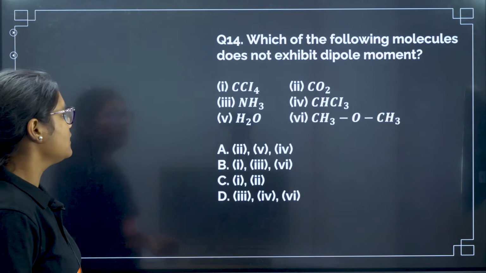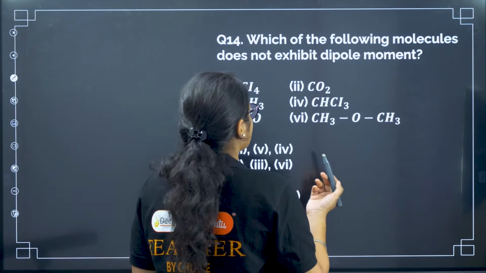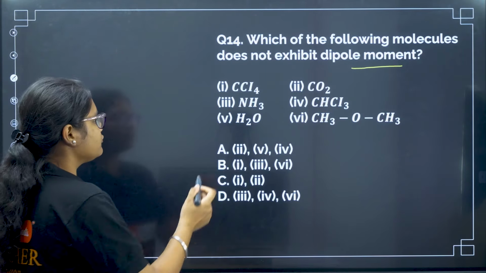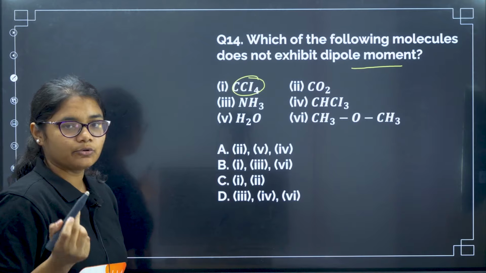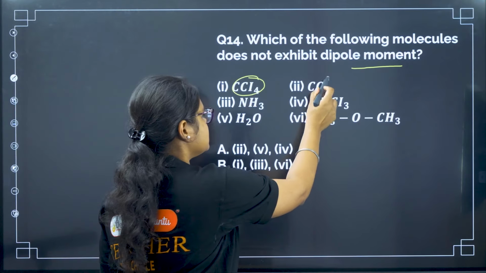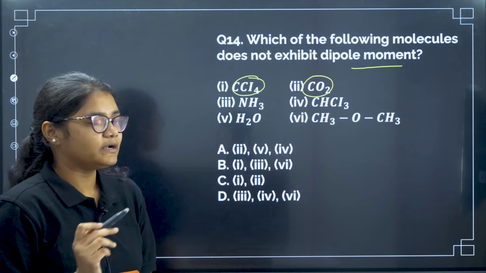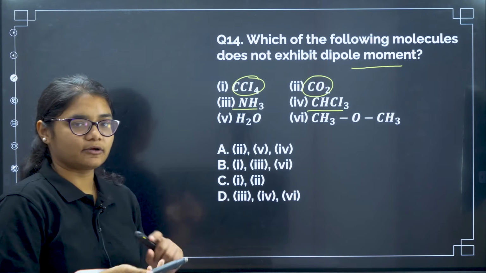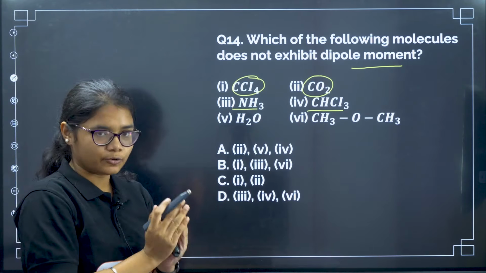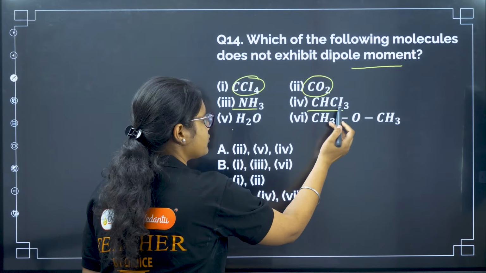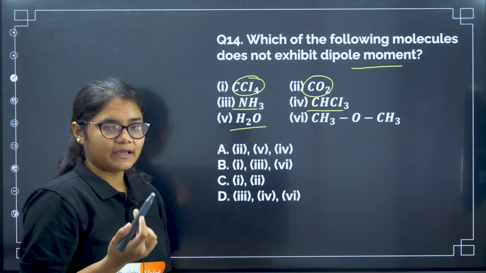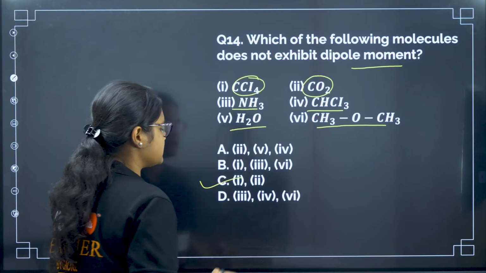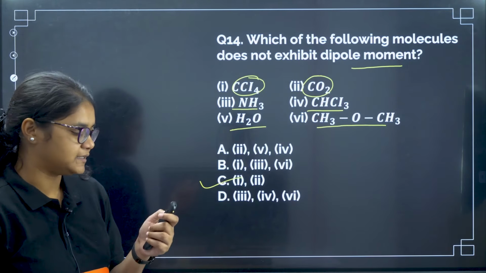Okay, very simple one. Next, which of the following molecules does not have a dipole moment? Means the net dipole moment should be 0. CCl4 is a tetrahedral molecule, its dipole moment is 0. CO2 is a linear molecule, its dipole moment is 0. NH3 has dipole moment. CHCl3 has dipole moment because there is one H, so all the four groups are different. H2O, due to lone pair, is also a bent molecule. So 1 and 2, the correct answer for this question will be option number C.